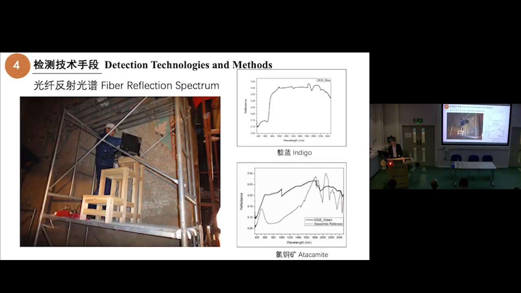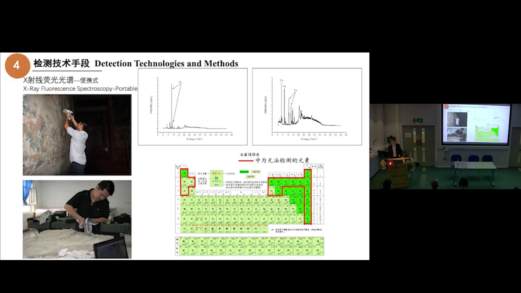This is a fiber reflection spectrometer. It's easy to determine the indigo and the pigments with this instrument. This XRF, everybody knows, is very portable and very useful. So we can determine what elements are used in the mural and in the wall paintings. So according to elements, we can judge the mural, what kind of mural.